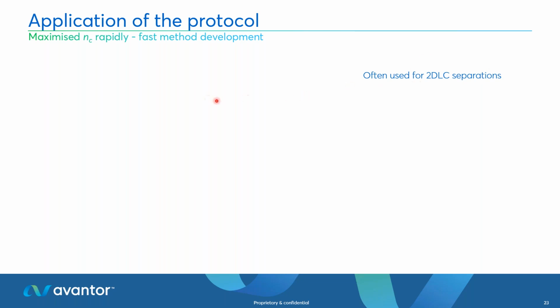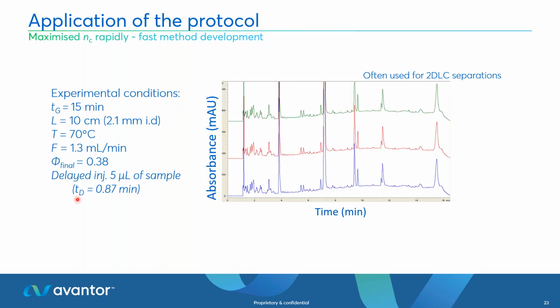So I took that sample, very complex, used that decision tree, and arrived very quickly at this gradient time, column length, temperature, flow rate, and final mobile phase composition. I did delay the injection of the sample because I wanted to make sure my first eluting species was coming out after the delay time and the T0.